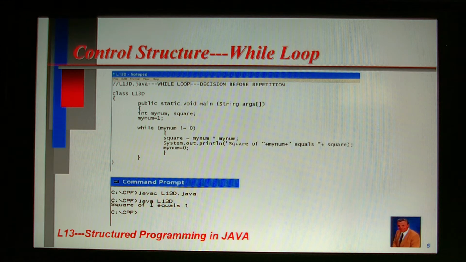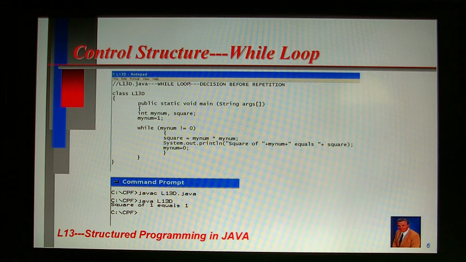One might ask, how do we handle the first time initialization for the data variable minum? To answer this question, take a look at the computer program instructions outside the while loop control structure, but within the main method definition, namely int minum, square, semicolon, minum equal 1, semicolon. The first computer program instruction, int minum, comma, square, semicolon. Here data variables minum and square are declared as integers.